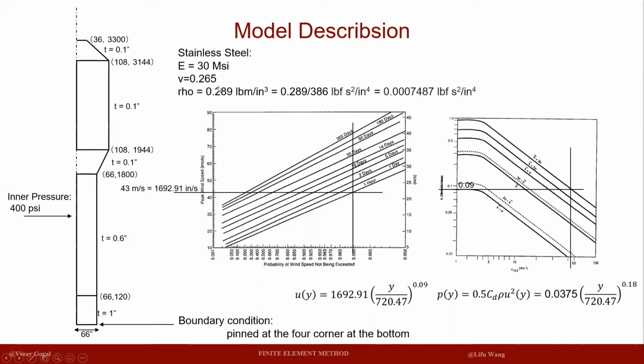And the density here I want to mention is 0.285 pounds per cubic inch. But in Abaqus, the density unit we're going to use is lbf second squared over inches to the fourth. So to convert this to this unit, we need to divide by g, which is 386. And this is the final number that enters into Abaqus.